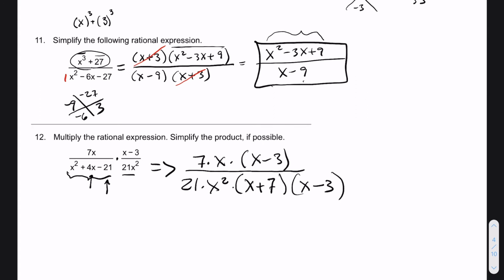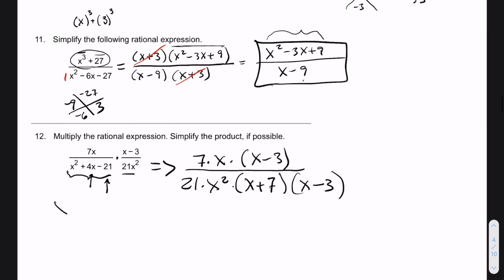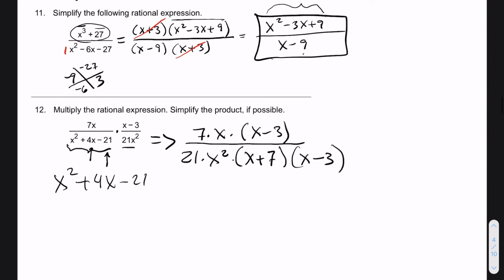Since I kind of botched that a little bit, let's make sure you're seeing what I'm seeing now. X squared plus 4x minus 21. Remember, we're looking for two numbers that multiply to negative 21 and add to 4. And so if I'm going to add to a positive 4, this must be a positive 7 and a negative 3 to add to 4 and multiply to negative 21.